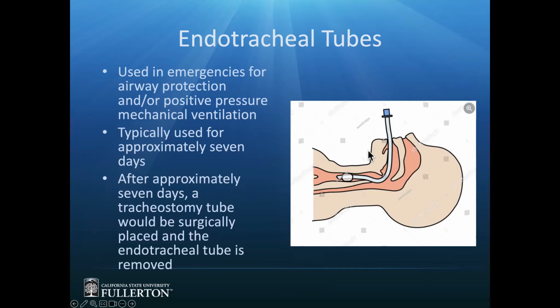So if somebody needs this route of ventilation for longer than about 7 days, that is when they would receive a tracheostomy, which is an opening from the anterior wall of the neck through the skin and into the trachea, and then an L-shaped tube, which you'll see in just a moment, is inserted into that opening.